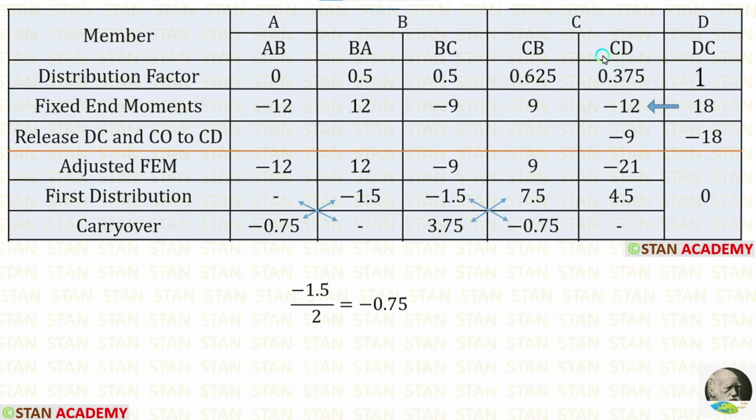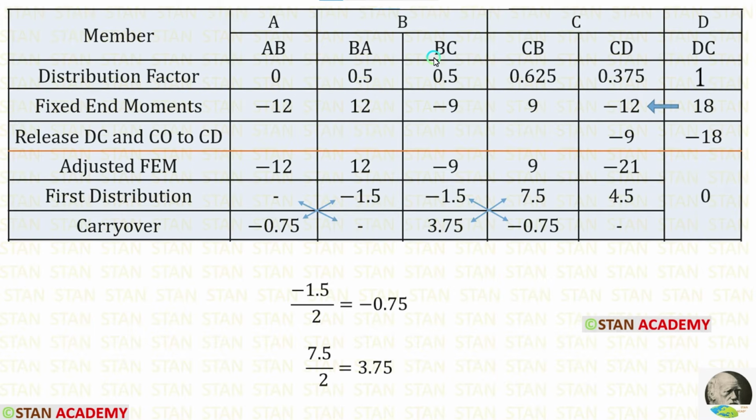Now let us make the carryover. We cannot make the carryover between CD and DC because we have already released DC and made it as 0. The carryover only can be done between AB and BA and between BC and CB. First, let us do the carryover between AB and BA. For AB, there is no distribution, so we cannot make the carryover. From BA, half of minus 1.5 will go to AB. Minus 1.5 upon 2, we will get minus 0.75.